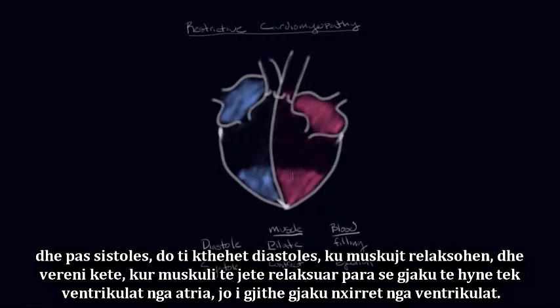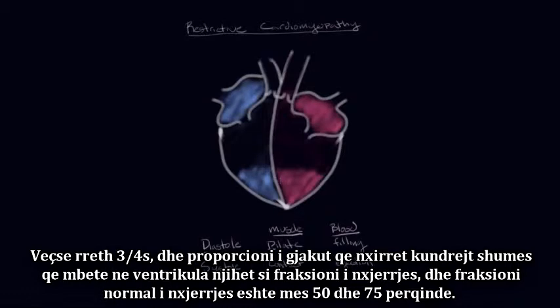And notice here that when the muscles relax, before blood enters the ventricles from the atria, not all of the blood was ejected from the ventricles. Only about 3/4 or so was. And the proportion of blood that was ejected versus the amount that's remaining in the ventricle is known as the ejection fraction. And a normal ejection fraction is between about 50 and 75%.